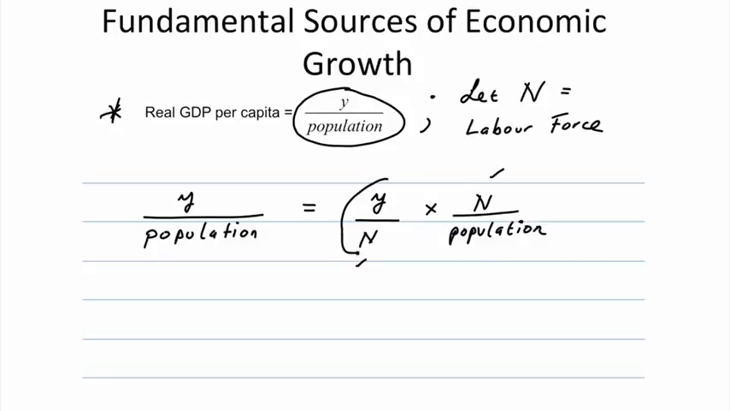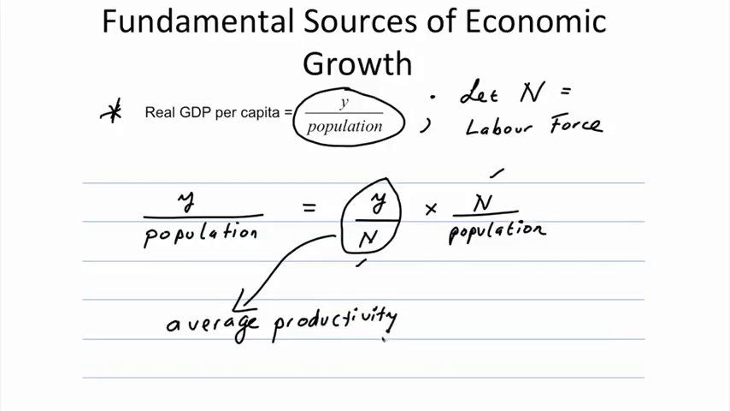Let's take this one first: Y divided by the labour force. What that represents is the average amount of GDP, the average amount of aggregate production produced per worker. And the term that economists give for that is average productivity. On average, how much does each worker in the economy produce? And that's what we mean by average productivity.